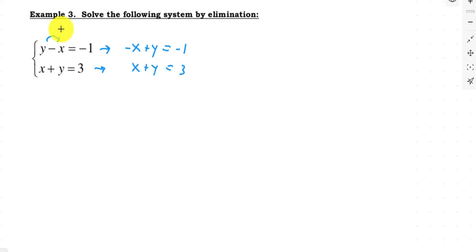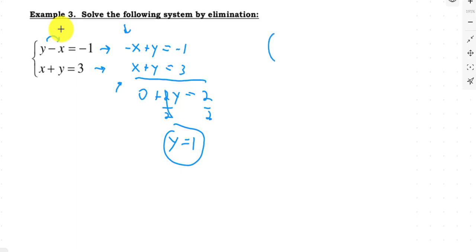And now if you notice, we have opposite coefficients. There's a -1 on the top, plus 1 on the bottom, right? Plus 1x minus 1x. So if I add these together, I end up with 0x plus 2y equals 2. And if we divide both sides by 2, I'm left with y equals 1. So that's half of my answer, right? The ordered pair, my y would be 1.